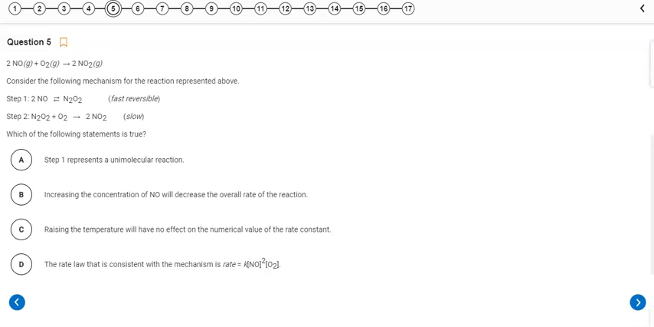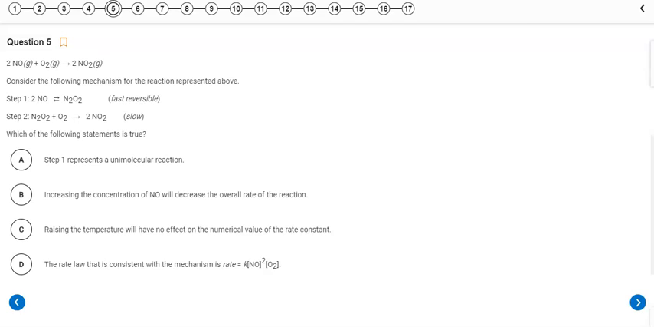The overall equation, the one you see up at the very top, doesn't have N2O2 in the reactants. So N2O2 can't be a part of the overall rate law. Remember, the rate law of the slow step should be the same as the overall rate law, but it can't be in this case because the overall rate law cannot have N2O2 in it, since the overall reaction at the top, the one right under question 5, doesn't have N2O2.